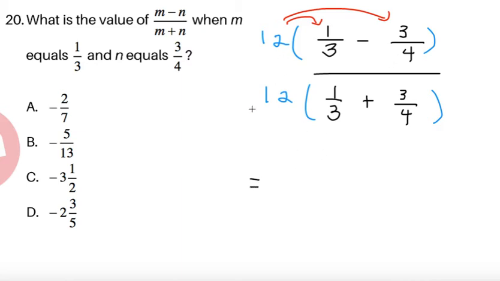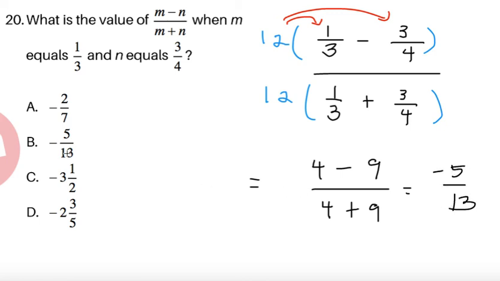12 times 1/3, the 3 and the 12 can cancel, leaving us with just 4. So it's going to be 4 minus 12 times 3/4. The 4 and the 12 can cancel. The 12 becomes a 3, so 3 times 3. So we're dealing with 4 minus 9. Then it's the same thing in the denominator, except that the sign here is plus instead of minus. So 4 minus 9 divided by 4 plus 9. Simplifying, we get the answer of -5 over 13. And this gives us choice B.